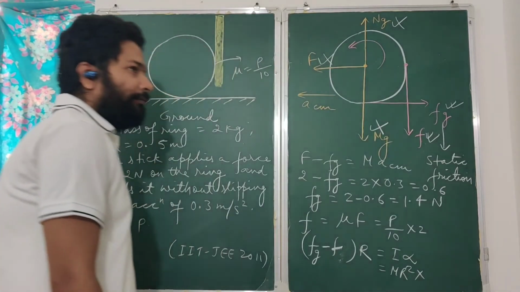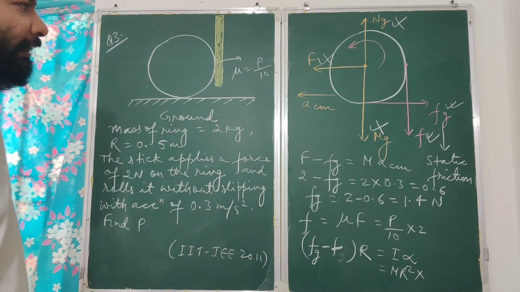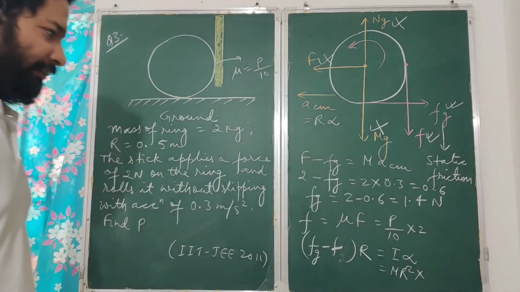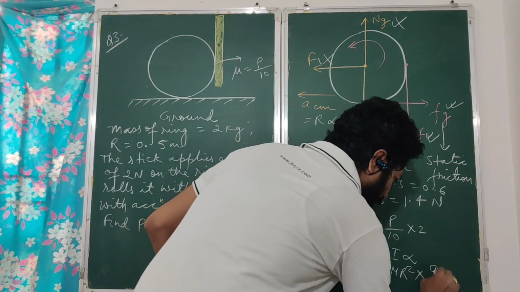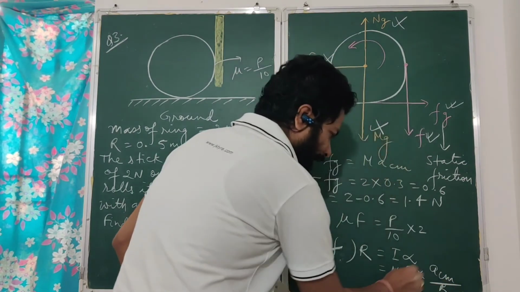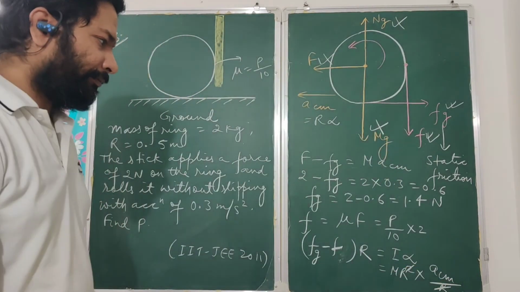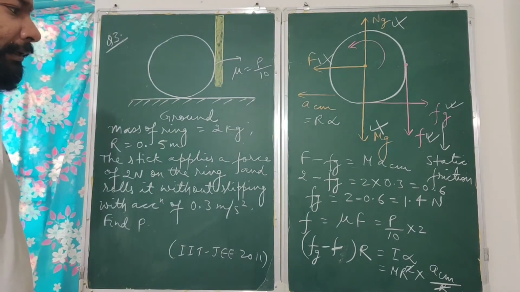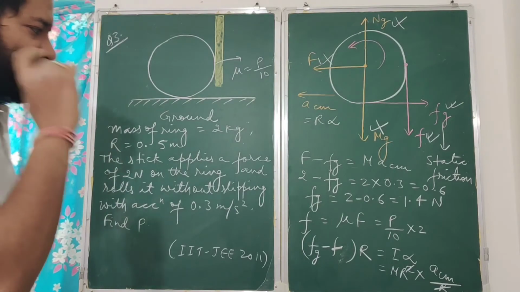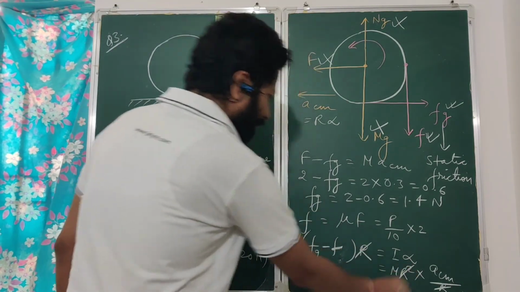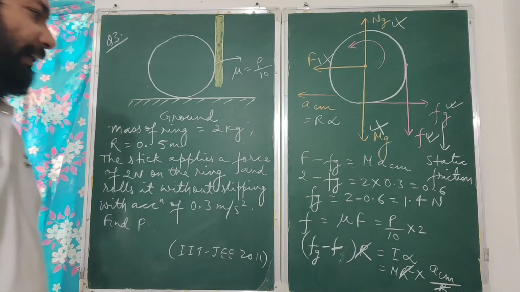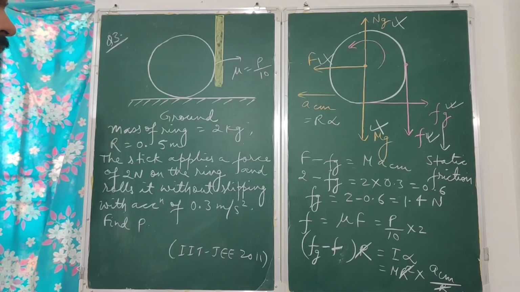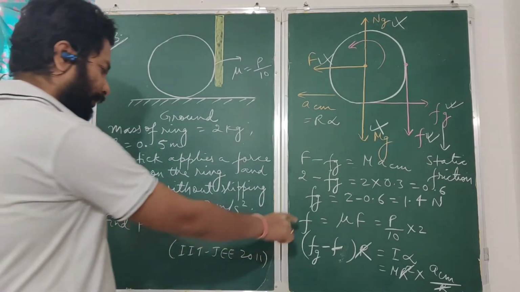And what is alpha? Remember, for pure rolling, ACM can be written as R into alpha. So alpha is ACM by R. So we can write ACM by R. One R will get cancelled here, and another R will go from here. Correct? So what do we get? Fg minus F is equal to M into ACM. Correct?